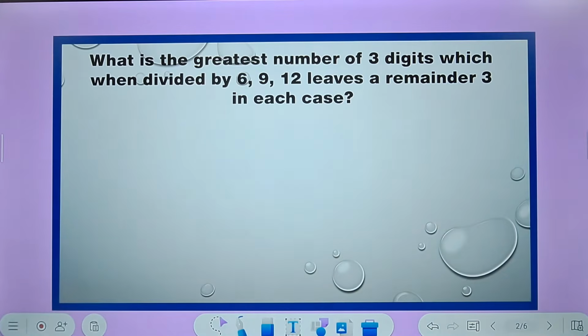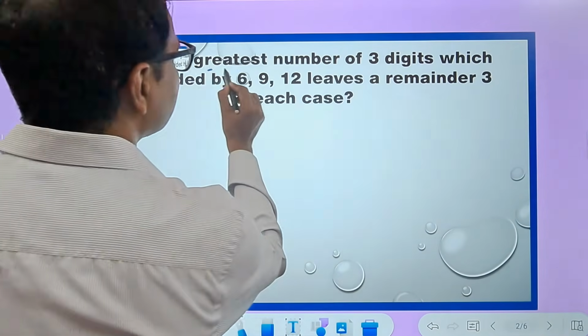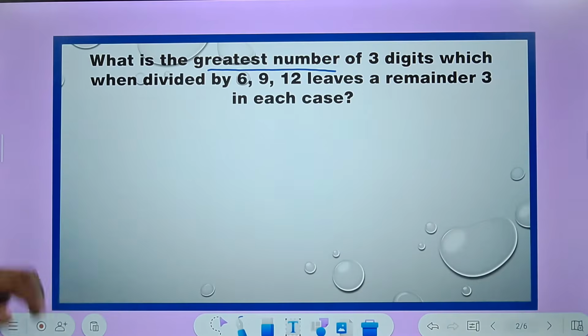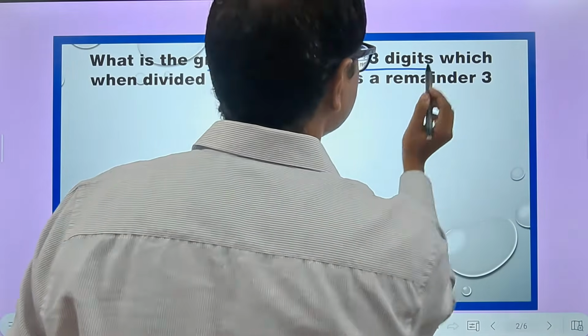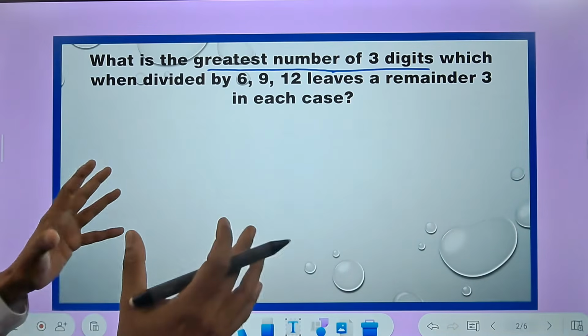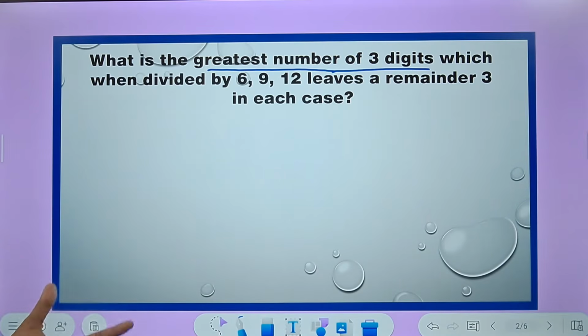Here we have the first question. What is the greatest number? So this is the keyword: greatest number of 3 digits. That means we need to find the greatest number of 3 digits. Greatest number of 3 digits obviously is 999, but 999 is obviously not the answer.